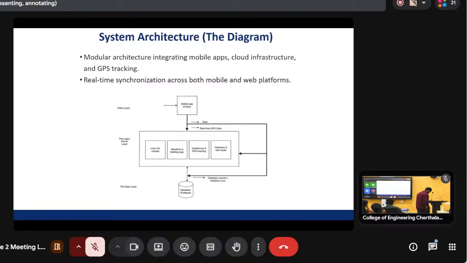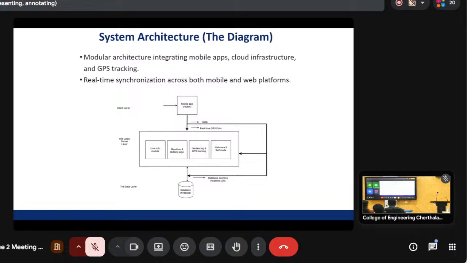As for the system architecture, it is a modular architecture integrating the mobile app and the cloud infrastructure, with Firebase as the database or the backend. In between is the logic or server layer, and then the user interface, which our app contains, which consists of user module, marathon and bidding logic, geofencing and GPS tracking at the moment the marathon is started, then web store and a self mode.